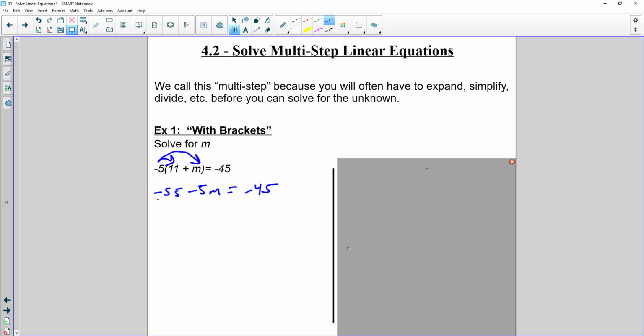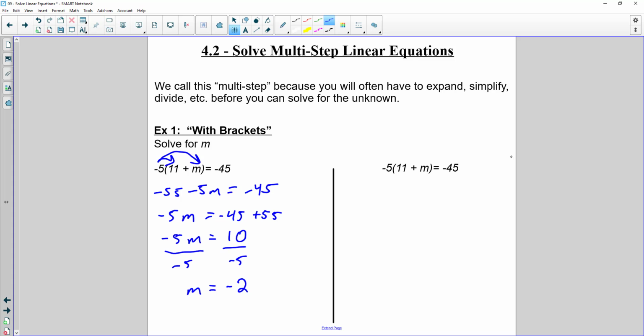We have the -55, that's a constant, and we have the -5, that's the coefficient. So we're going to get rid of the constant first, take care of the addition and subtraction. I'm going to add 55 to both sides. So -5m is going to be -45 plus 55, which means -5m is equal to 10. Then I'll divide both sides by -5, and we get m is equal to -2. So that's one way to solve it.